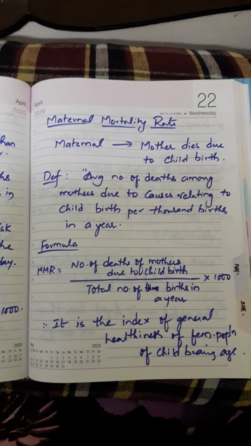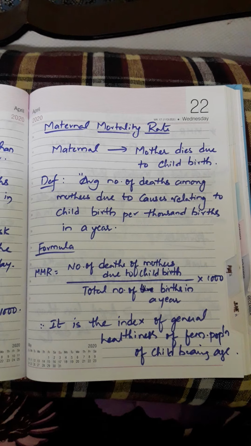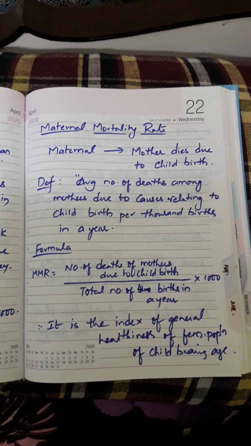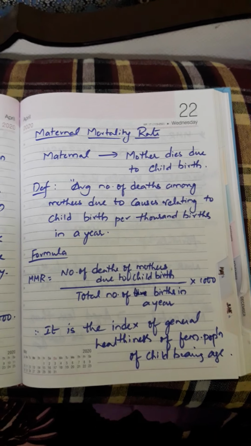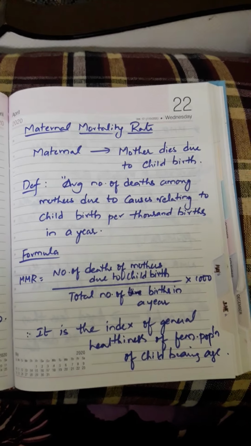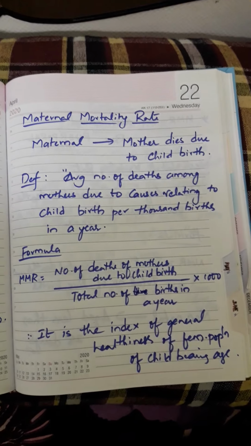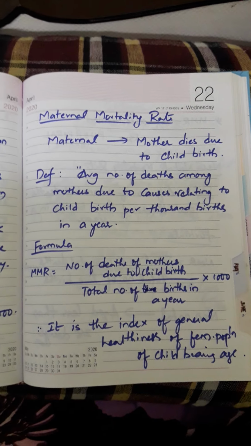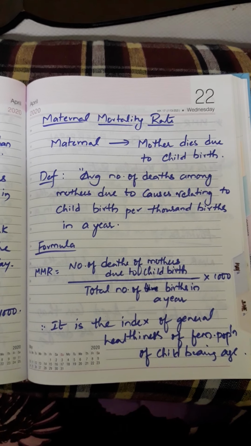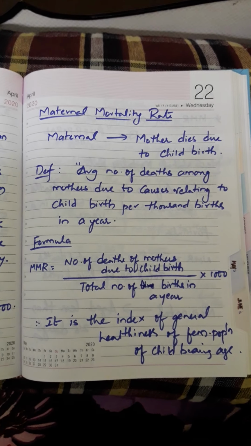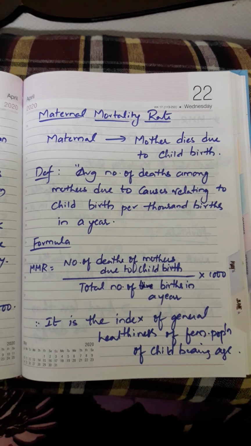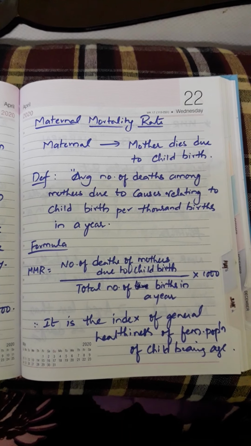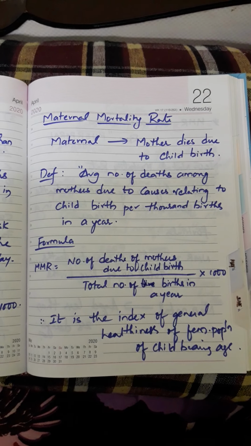So definition: the average number of deaths among mothers due to causes relating to childbirth per 1000 births in a year. Here also population should not be considered. How many new births have taken place? Among those new births, how many mothers died during the childbirth? Such cases only we can say are maternal cases. So here comes the formula: number of deaths of mothers due to childbirth divided by total number of births in a year multiplied by 1000.